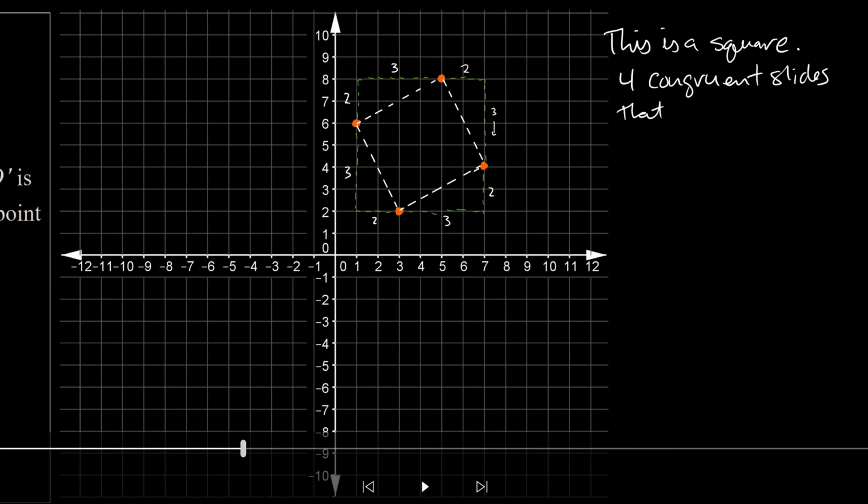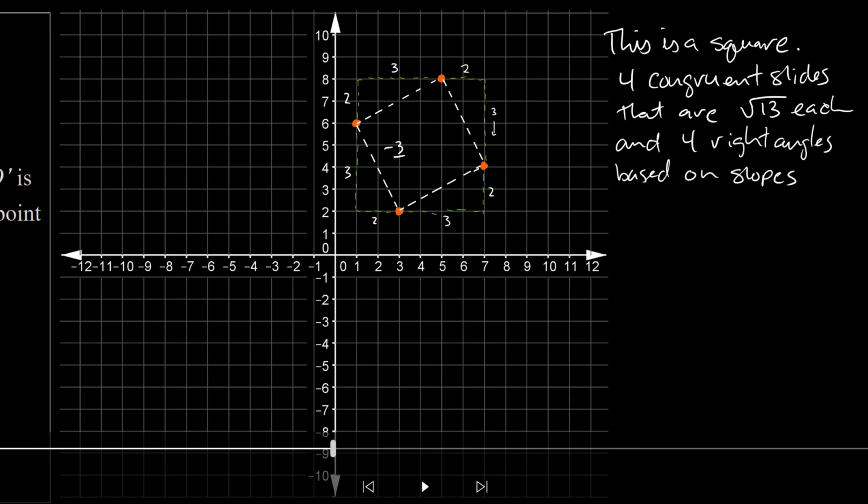2 squared is 4, 3 squared is 9. Each one of those is the square root of 13 units long, and that's a decimal if I care. And I have 4 right angles, and I have right angles because the slopes are opposite reciprocals.